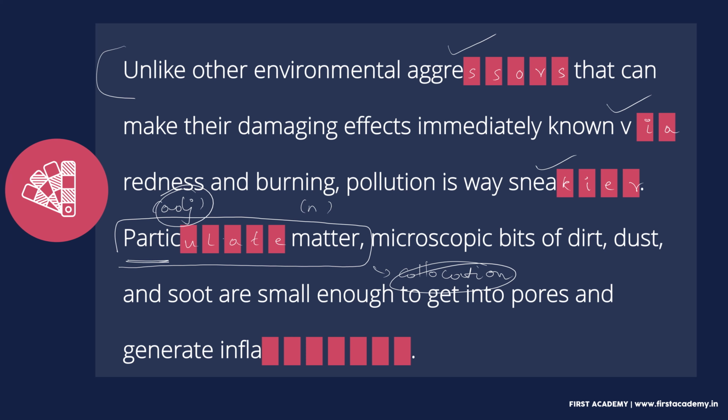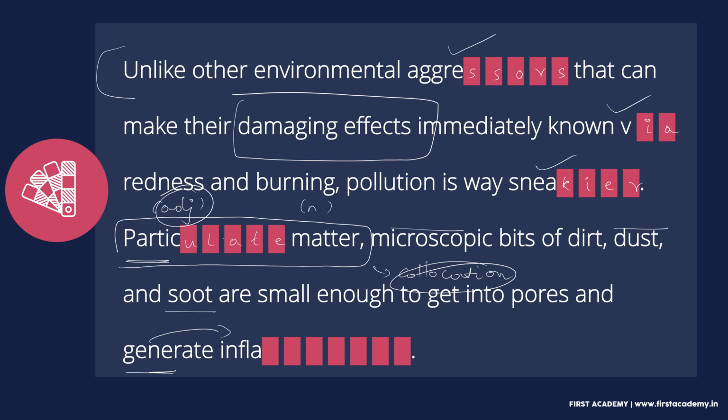Microscopic bits of dirt, that is two. Dust and soot. So we have A, B, C and D. So these four things are small enough to get into pores and generate something. Now what happens when these things get into pores and generate? And remember, we are still talking about the damaging effects. So what they can generate is some sort of a pain or suffering.